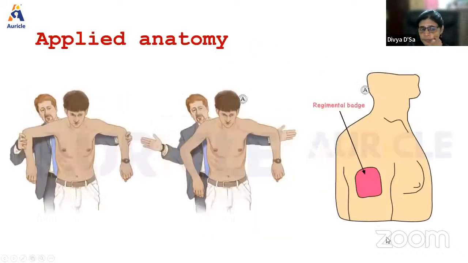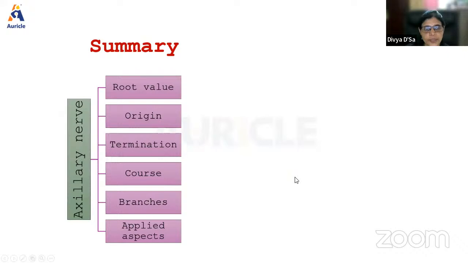Since the axillary nerve supplies the deltoid muscle, if the nerve is injured, the person is not able to abduct up to 90 degrees, because deltoid is necessary for that. So it cannot abduct, and the arm drops down. Another thing is, in army people, they tie the regimental badge here. If the badge is very tightly tied, sometimes there may be compression over the nerve and it can lead to paralysis. So that is about axillary nerve.